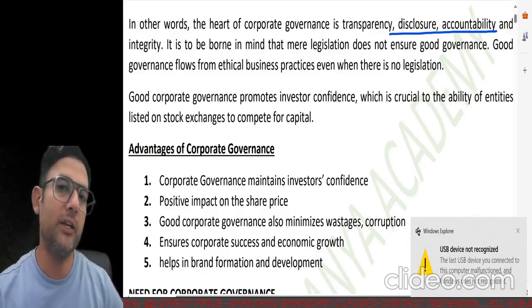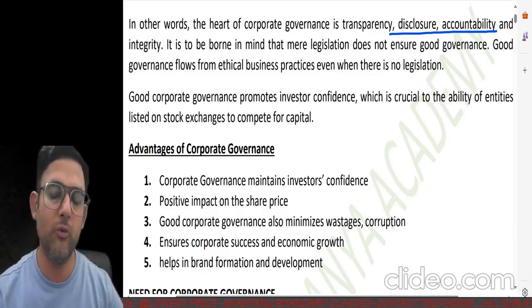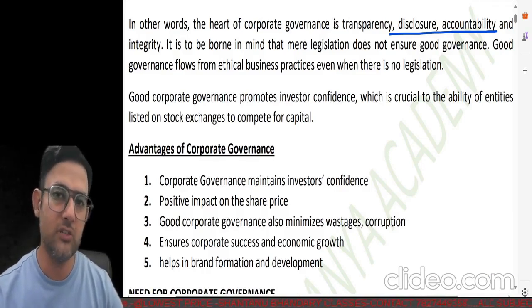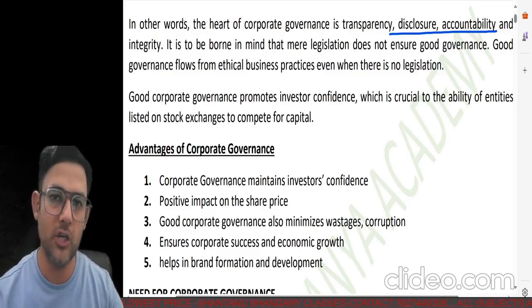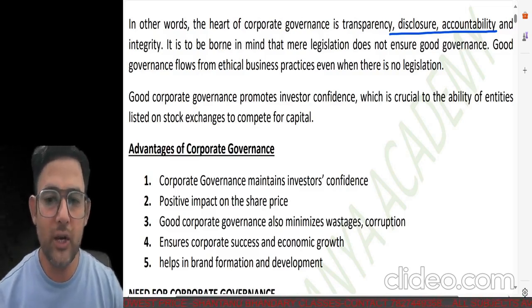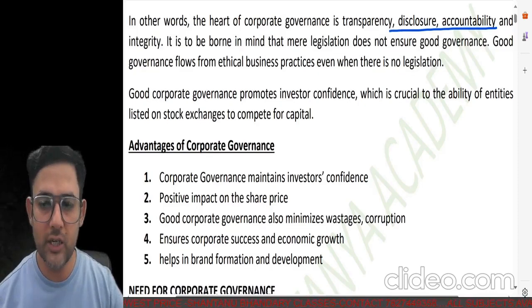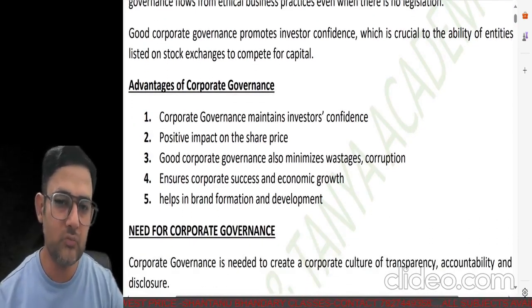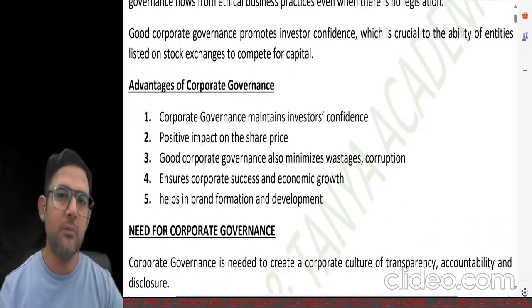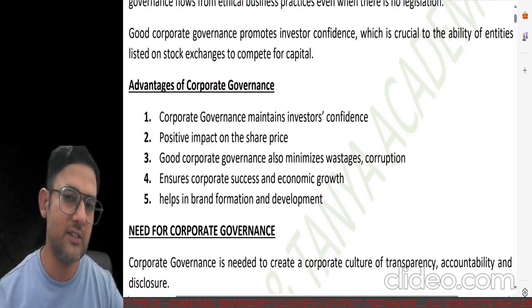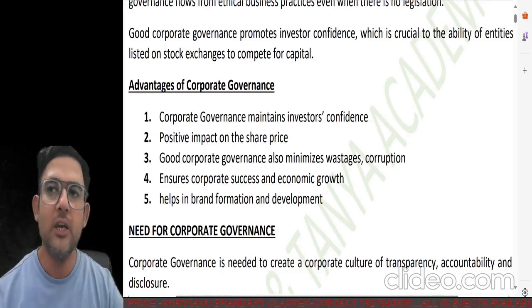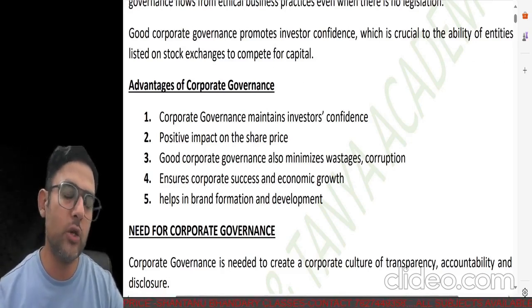If you are a good compliant company, there are so many benefits, and one of them obviously includes raising funds from the public. You can keep the price of your shares relatively higher, and still people will come and buy the shares of your company. Talking about the advantages of corporate governance, obviously it increases or maintains investor confidence, because if the company is compliant, following all the rules and regulations, that increases investor confidence, because they can be sure that their money is not going anywhere else.